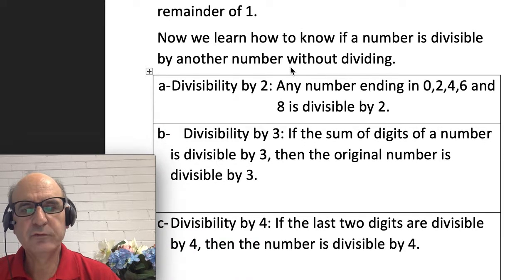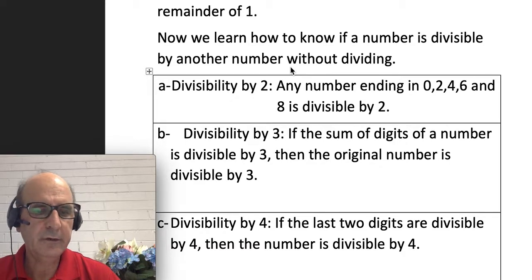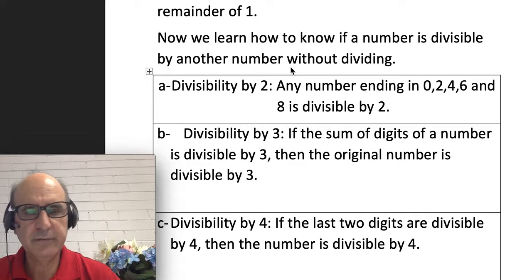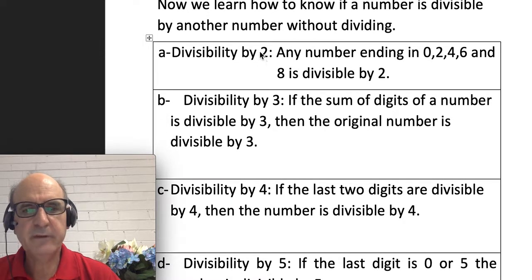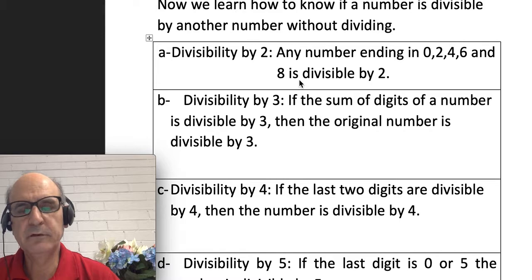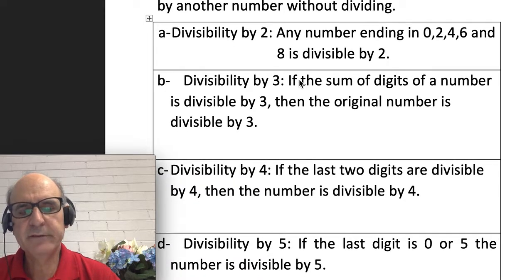Now we're looking at the rules which let us decide if a number is divisible by another number without actually dividing. The first number that we look at is 2. How do you judge if a number can be divided evenly by 2? The rule is that if the number they have given you ends with 0, 2, 4, 6, or 8, then yes, it is divisible by 2. When we say ends, it means the digit on the right of your number is one of these digits.